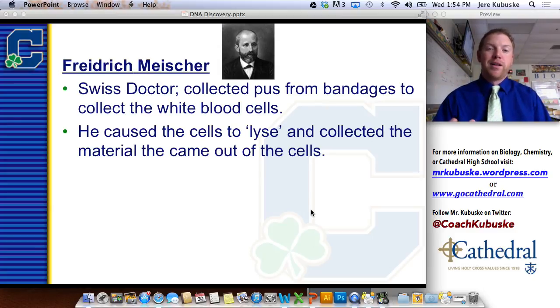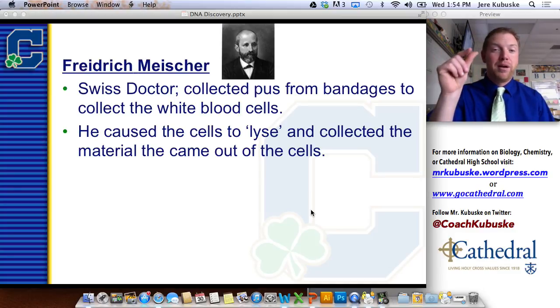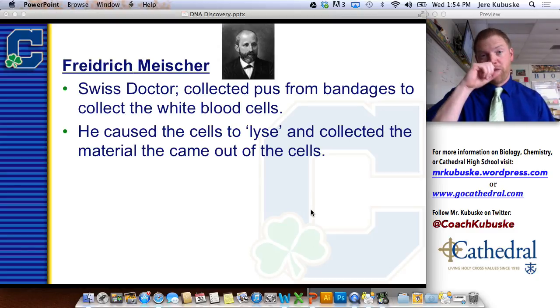In order to get white blood cells, now remember he was a doctor, and we're talking about like Civil War times, like late 1860s. In order to collect white blood cells, he had to collect pus from bandages in order to study his white blood cells. And remember, pus is that white milky material that comes out of a cut and things like that. It's white because it's filled with so many white blood cells.